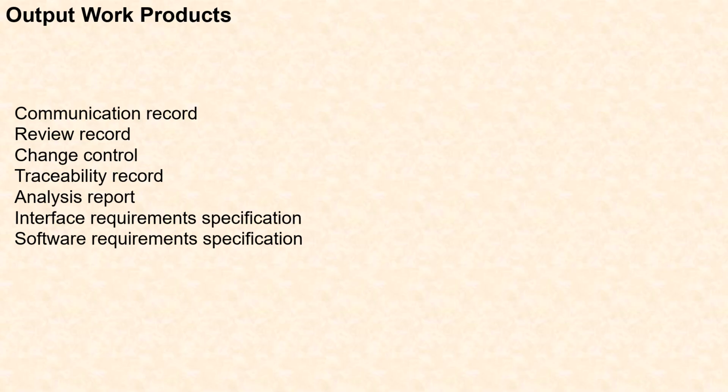Now, what are all the output work products? What are the various work products which are coming out as a part of this SWE1? First is this communication record, next is this review record, next is this change control, next is this traceability control, next is this traceability record, analysis report, interface requirements specification, software requirements specification. So these are the important work products that are outputs or the end result of this SWE1.